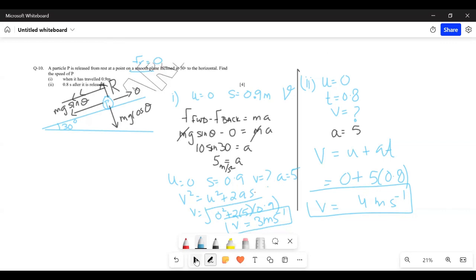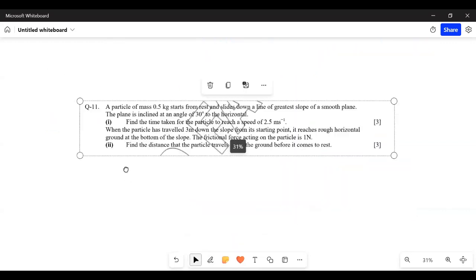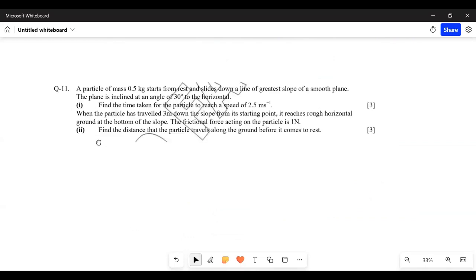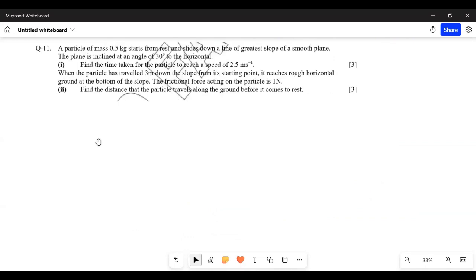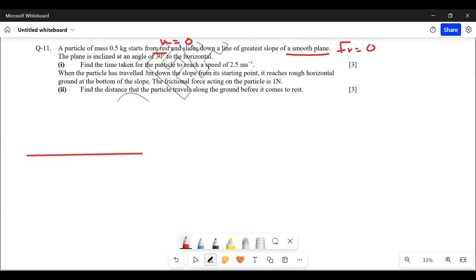Let's take a look at question number 11 now. A particle of mass 0.5 kg starts from rest and slides down a line of greatest slope of a smooth plane. So it starts from rest, so again, U is equal to 0. Smooth plane means friction is equal to 0. The plane is inclined at an angle of 30 degrees to the horizontal. The particle has a mass of 0.5 kg.